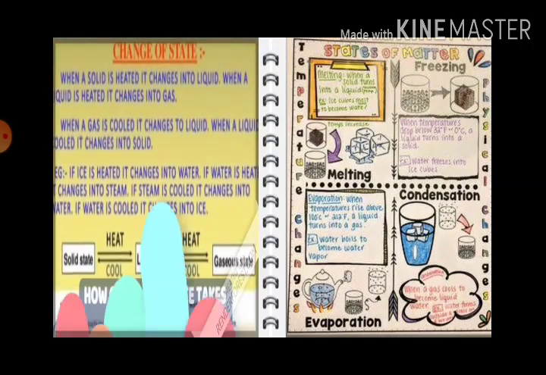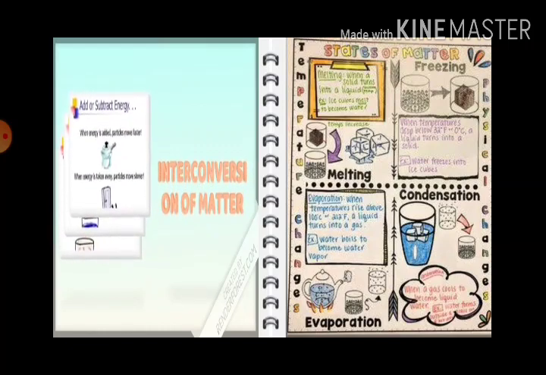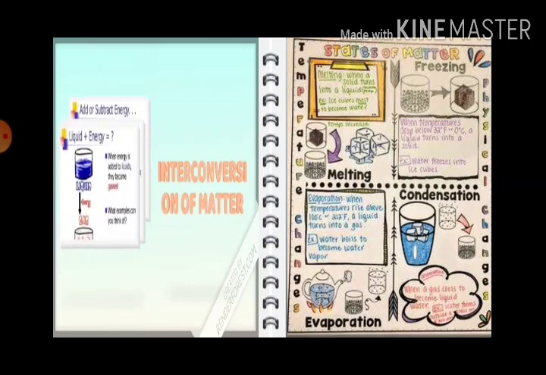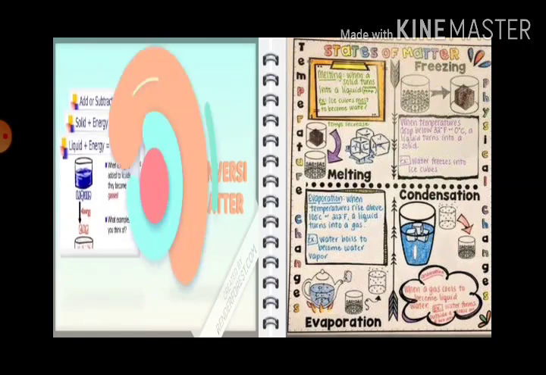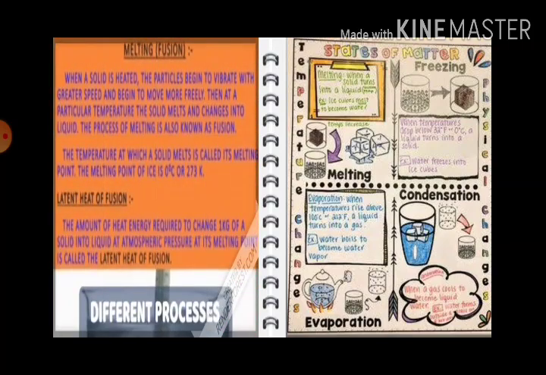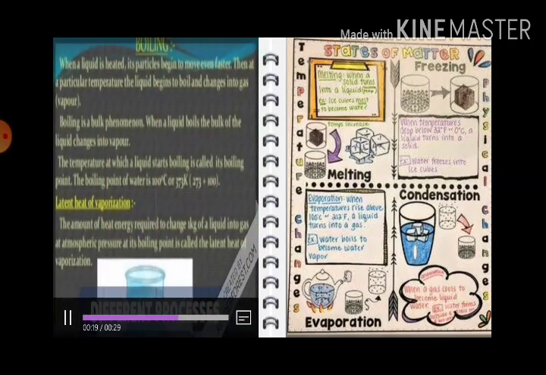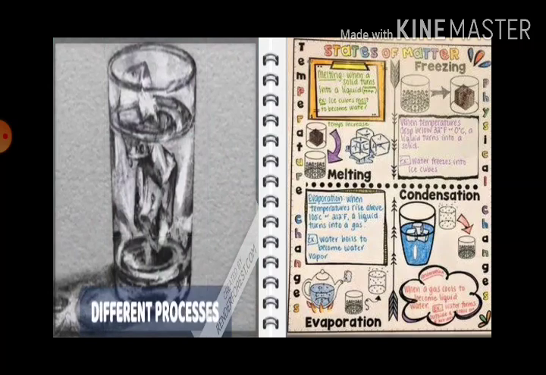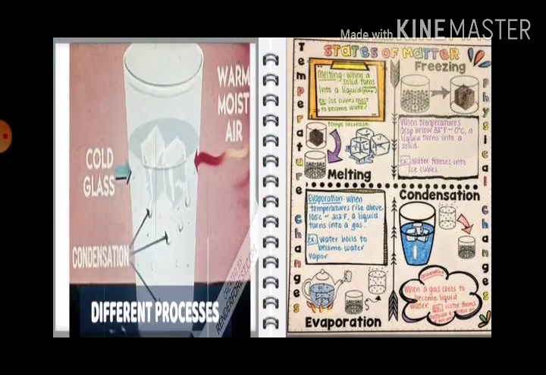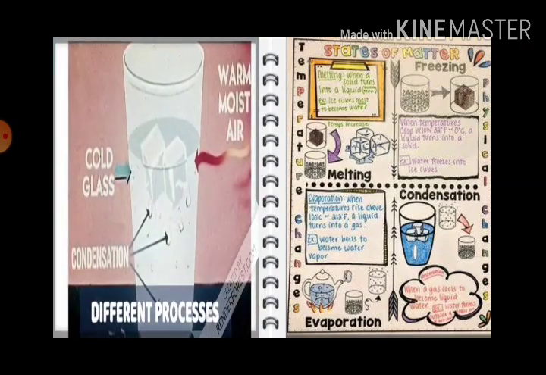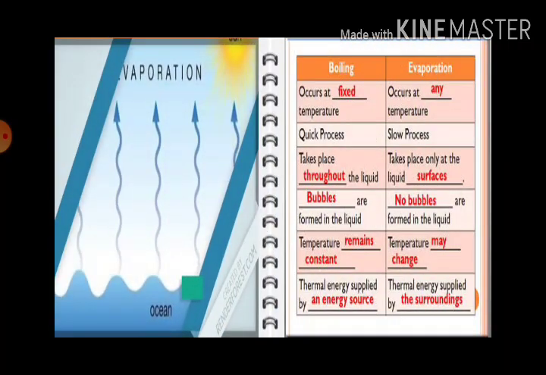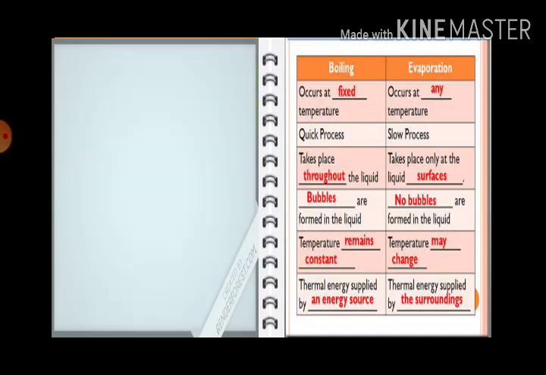When a liquid is heated, it changes into gas. When a gas is cooled, it changes into liquid. And when a liquid is cooled, it changes into solid. Sometimes when a solid is heated, it directly changes into gas. All these processes you have studied in this lesson, isn't it? So you can see all these processes coming on the screen. Lastly, in this lesson, we studied evaporation and compared it with the process of boiling.